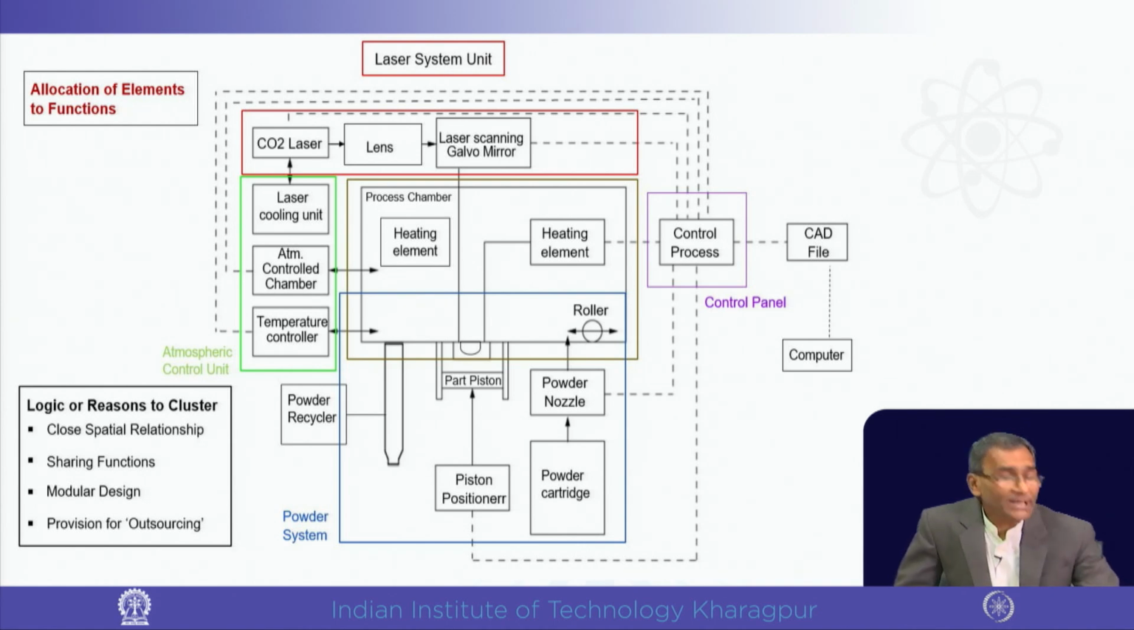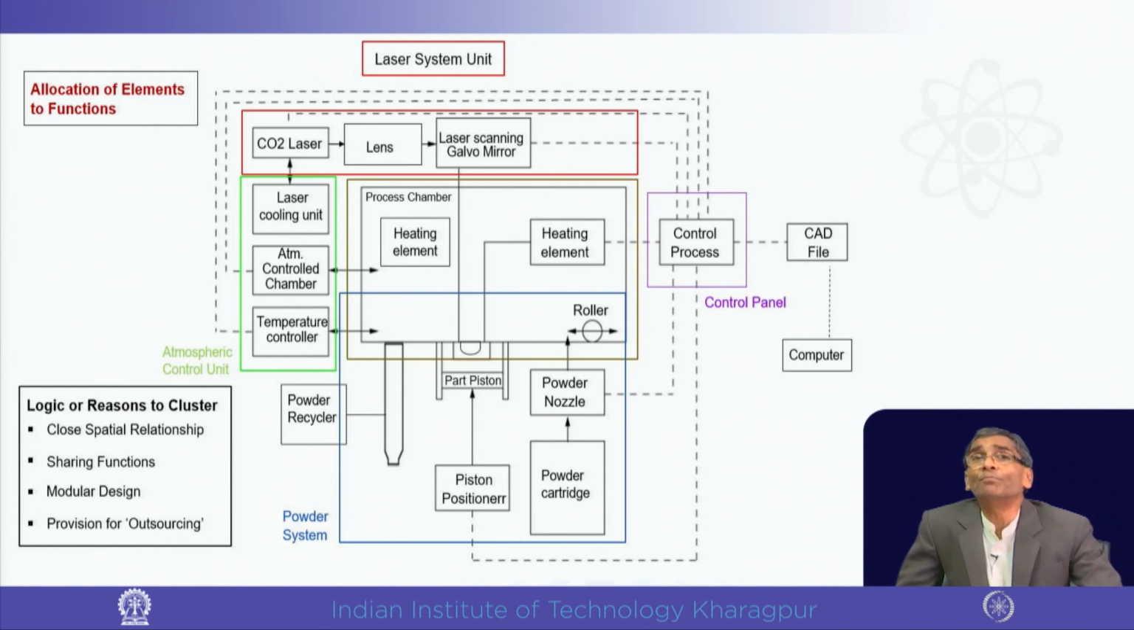So, we have just now seen how the functions are transformed into physical elements, that is, allocated to physical elements and placed like this. The logic or reasons to cluster are close spatial relationship, so that they are close to each other, sharing functions, and modular design, because each of these is modular. We will talk about the modular architecture a little later. Then provision for outsourcing.